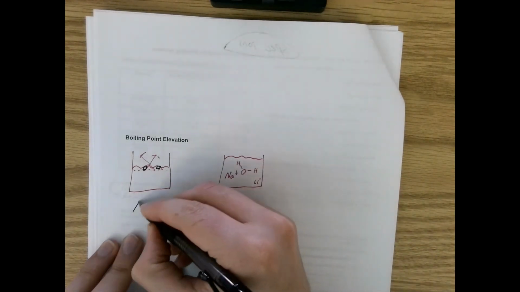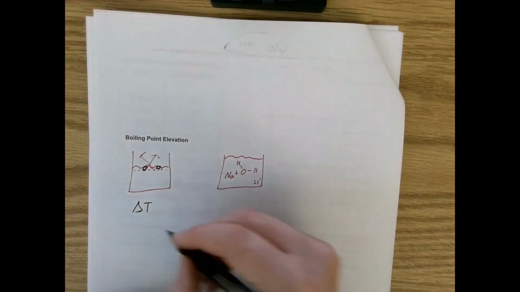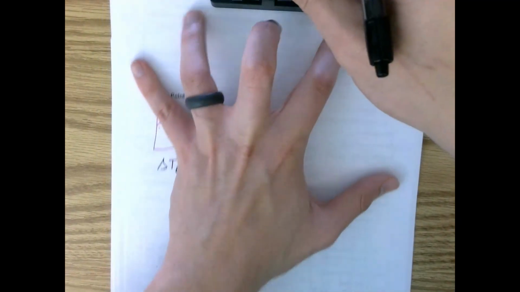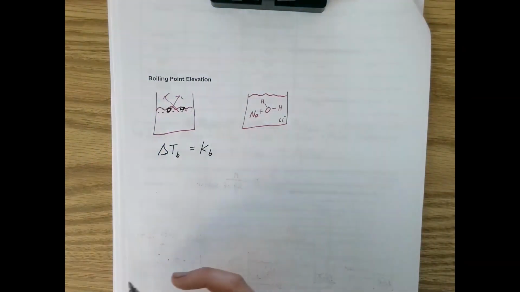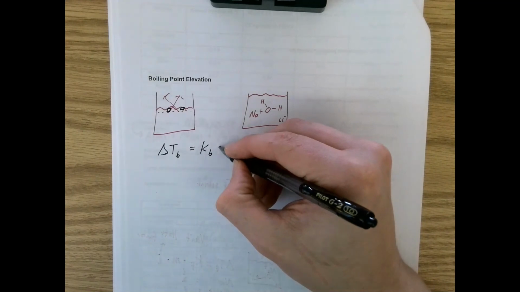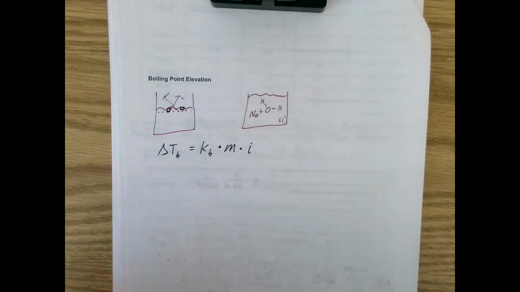So now the formula is pretty much the exact same. Delta T, not delta T F, delta T B equals K subscript B. There are two KBs, one here and one that we'll use in May for acids and bases. Where do I find that KB? The table. Times m times i. Okay? Easy, right?